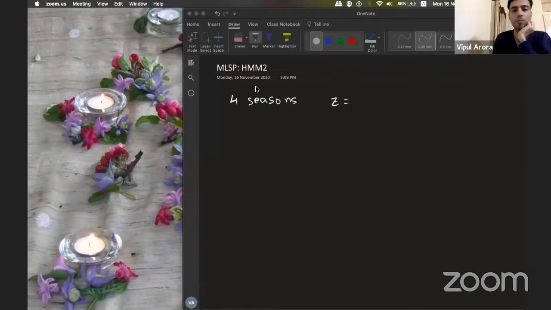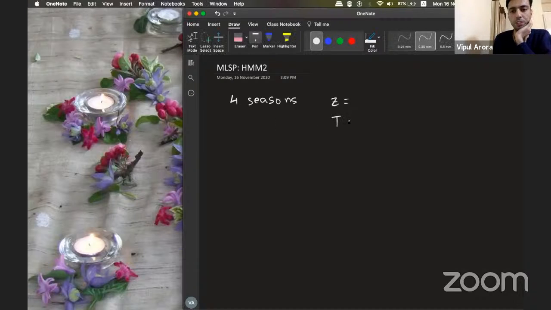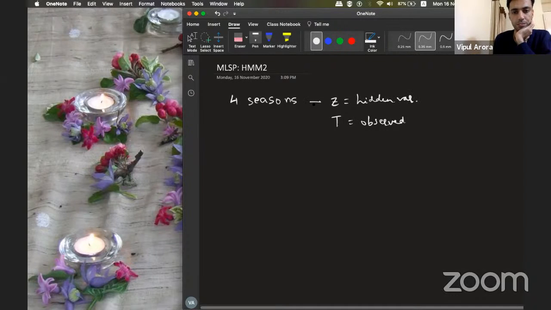Okay. So we have got 4 seasons. Z is a random variable which can take 4 values. And now we have temperature. Our temperature is observable. Z is a hidden variable, the 4 seasons, and T is the temperature, which is an observed variable.